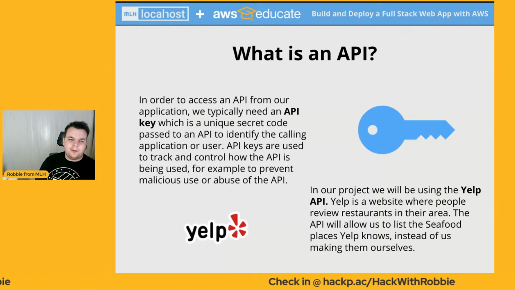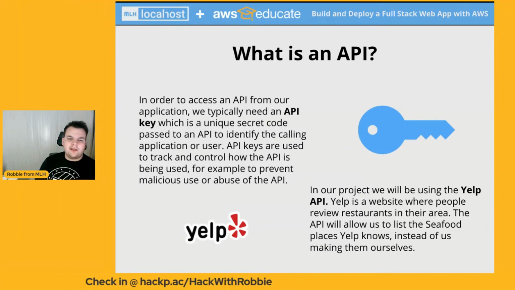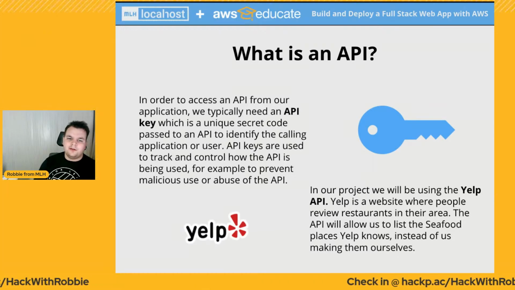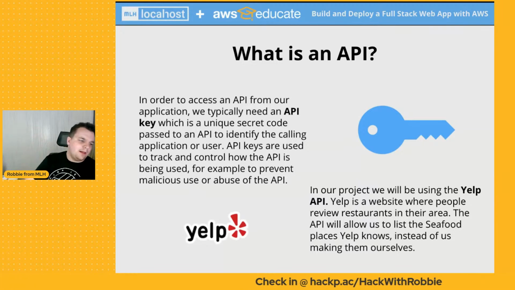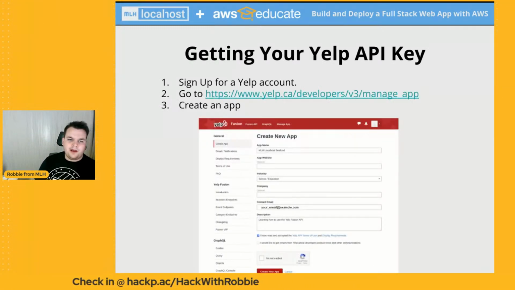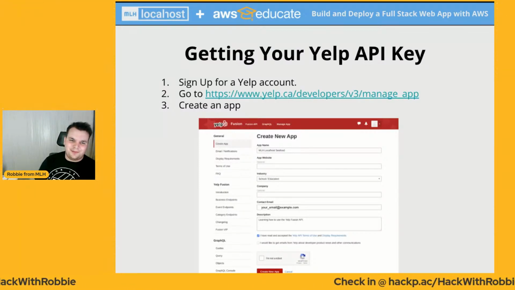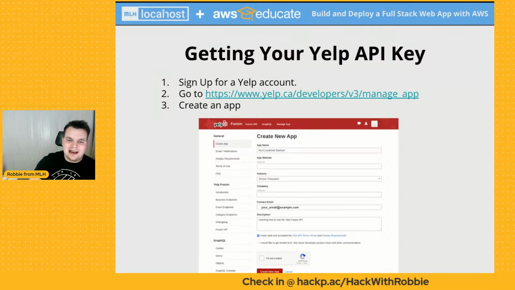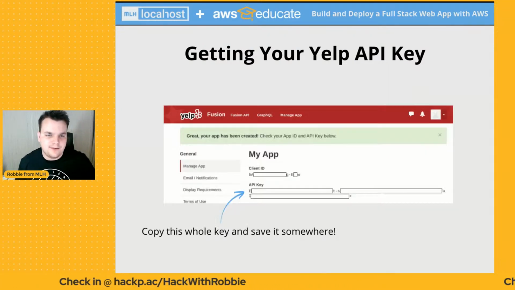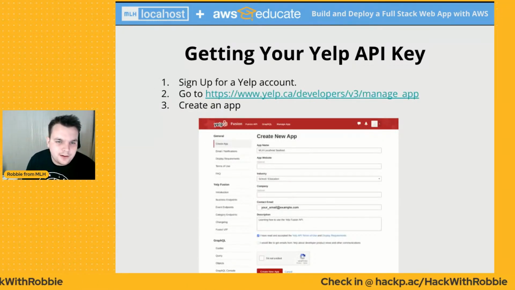So in our project, we're going to use the Yelp API. Yelp is a website where people review restaurants in their area. The API is going to list the seafood places that Yelp knows, instead of us having to manually compile that data ourselves. Getting your Yelp API key: sign up for a Yelp account. Oh, God. Go to this page and create an app. Let's hope that signing up for an account is not too difficult. And then copy the key. All right, what's that URL?